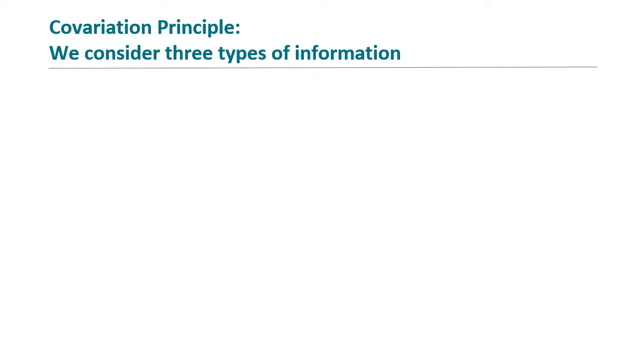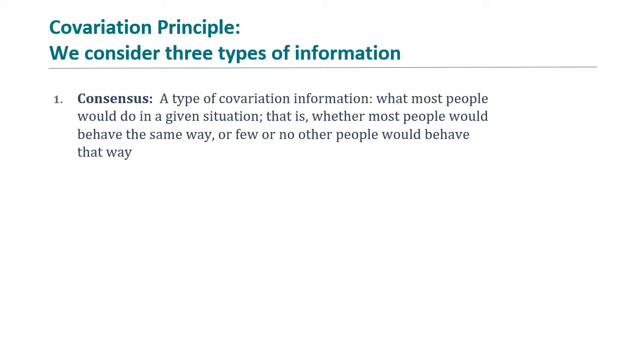So we consider in covariation principle three types of information. One is consensus. This is a type of covariation that means, is this what most people would do in a given situation? Would most people behave the same way, or would few or no other people behave this way? So is this what a typical person would do?